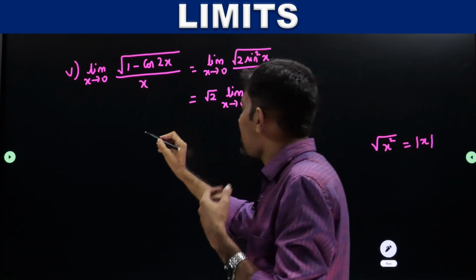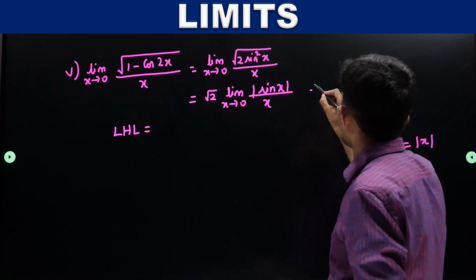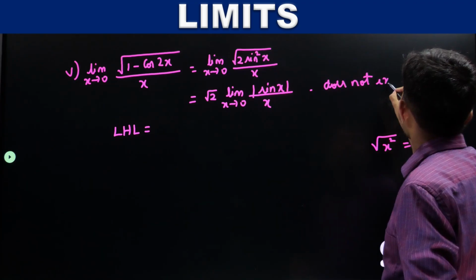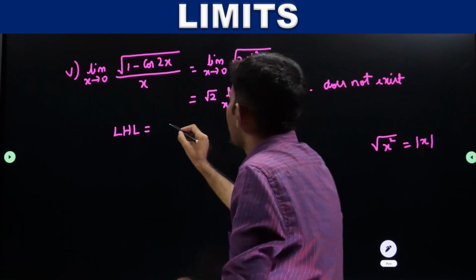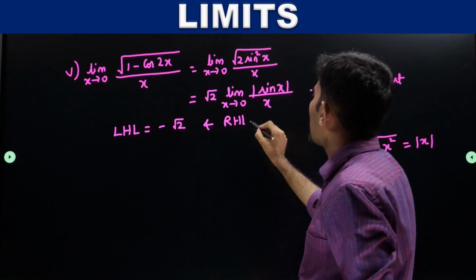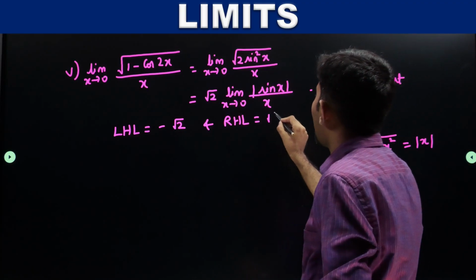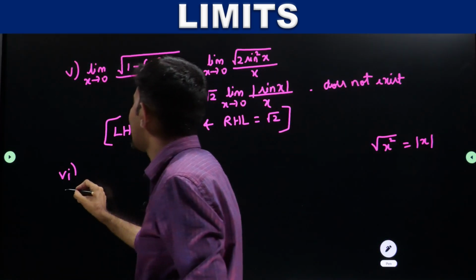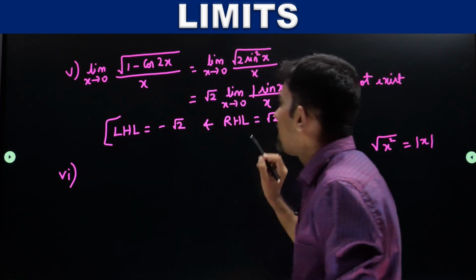In this case, you have to find out the left hand limit and right hand limit. Limit of this does not exist because the left hand limit is going to be minus 1. Minus 1 into root 2 is minus root 2. And the right hand limit is going to be mod of sin x becomes sin x by x, 1, so root 2 into 1, root 2. Left hand limit is minus root 2 and right hand limit is plus root 2. So limit of that does not exist in that case.